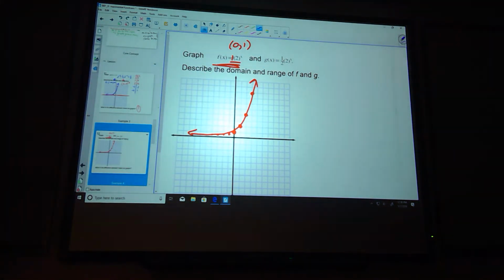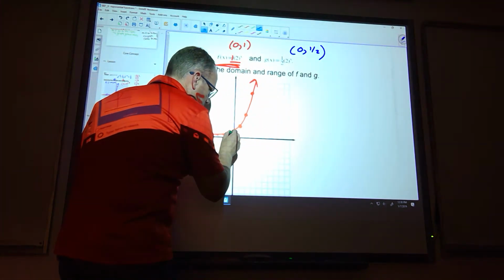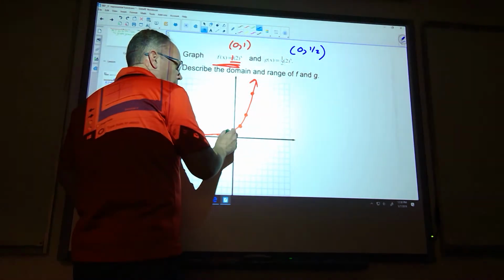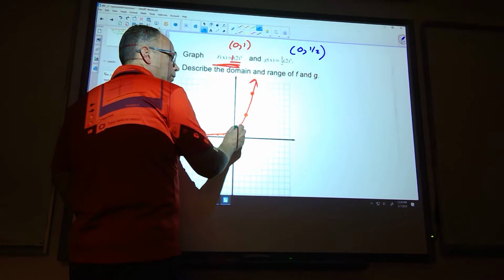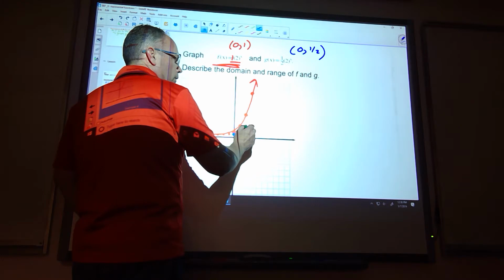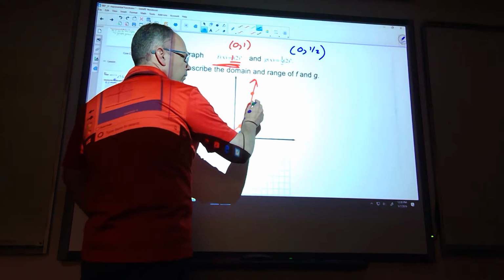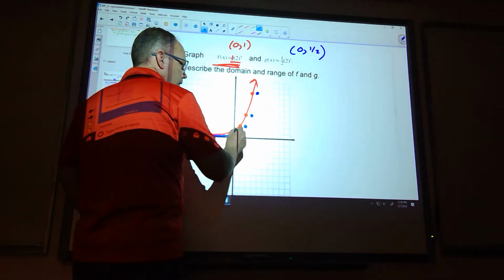Let's try the second one. The second graph, what's my first point I plot? 0, comma half, right? So it's down here a little bit. And as I go to the right, I'm going to multiply by 2. So what's half times 2? 1. What's 1 times 2? 2. 4. And then 8. If I go this way, it's still going to do this. Huh.